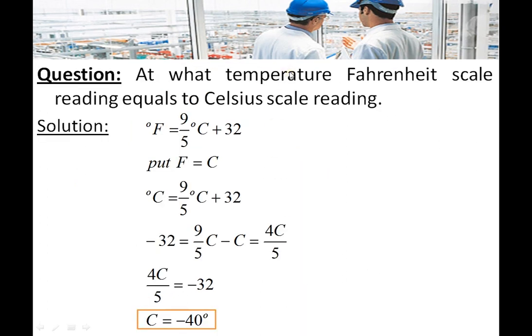So this is the question. At what temperature is the Fahrenheit scale reading equal to the Celsius scale reading? This is a commonly and frequently asked question with respect to temperature measurement. As per this conversion, we got the formula F equal to 9 by 5 C plus 32. And if you substitute F equal to C, we get a temperature of minus 40 degrees centigrade, where both the values in the Fahrenheit scale and the centigrade scale are equal.